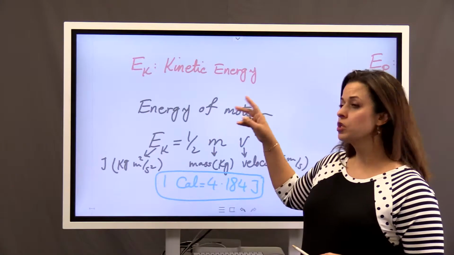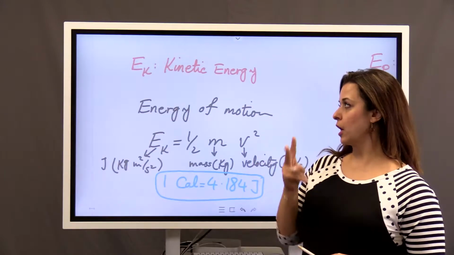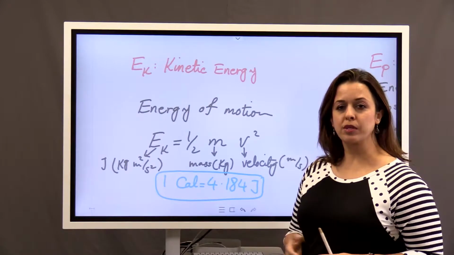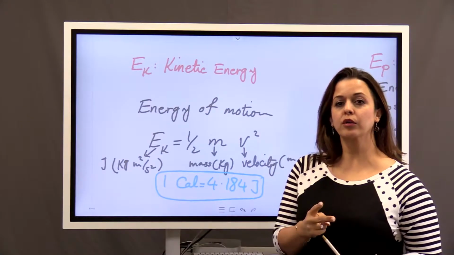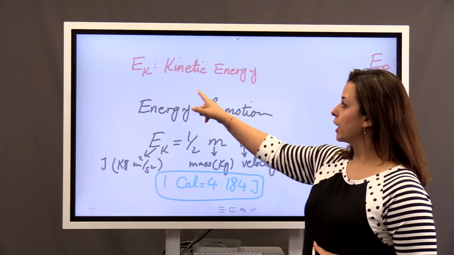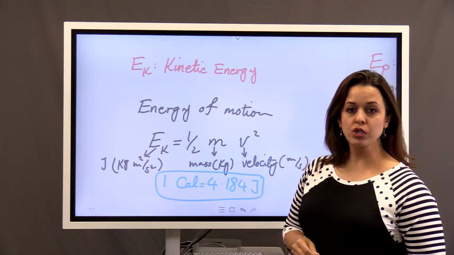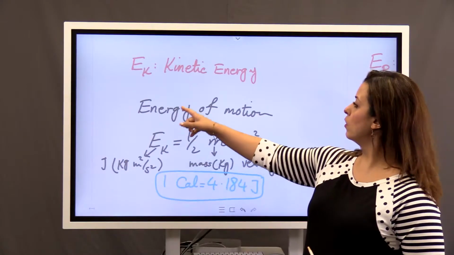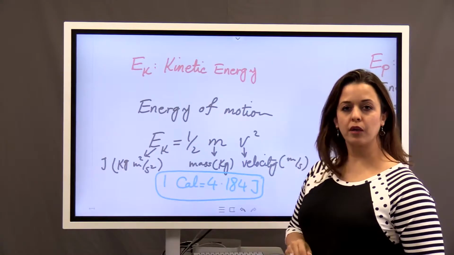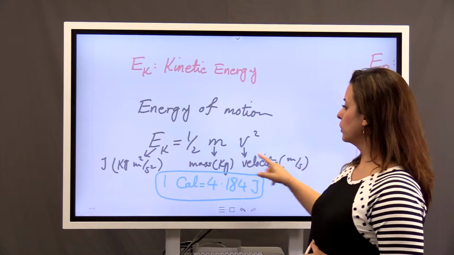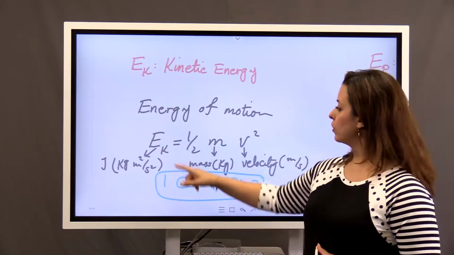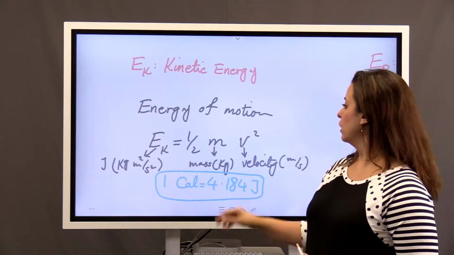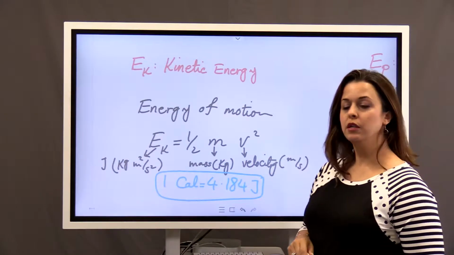courses before. There are two different types of energy, or let's say there are so many types of energy, but the two main categories of energy are kinetic energy, which is energy in motion, and potential energy. So the energy in motion, which is kinetic energy, is calculated from this formula. Kinetic energy is half of mass times velocity squared.